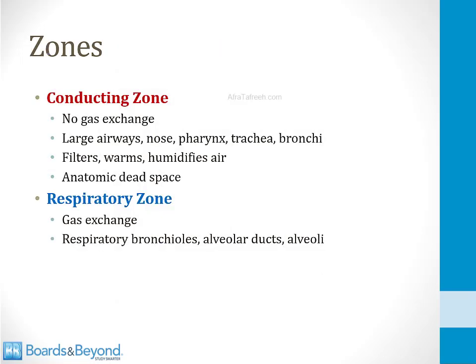In terms of pulmonary physiology, however, the respiratory tract is usually divided up into zones. The conducting zone is the portions of the respiratory tract where there's no gas exchange and air is simply conducted back and forth. So this includes parts of your respiratory tract like the large airways, the nose and pharynx, the trachea and bronchi. There's no gas exchange in any of these areas, but they conduct gas to the alveoli where gas exchange occurs. And in addition to conducting air, the conducting zone is also important for filtering air.